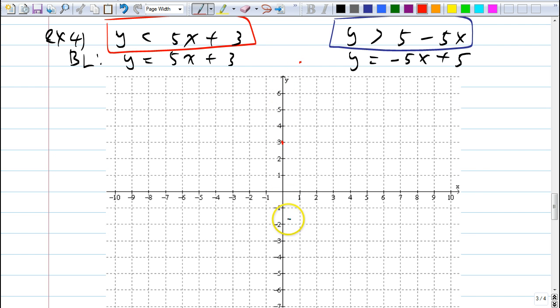Is that the same? Yeah, because negative 5 over negative 1 is still 5, isn't it? So I could go down 5. 1, 2, 3, 4, 5 to the left one. And again, is this going to be solid or dotted?